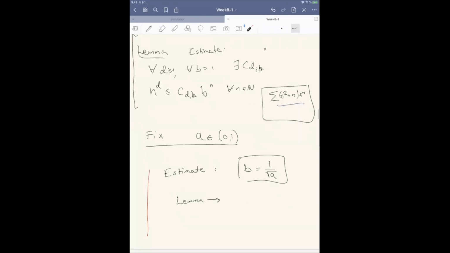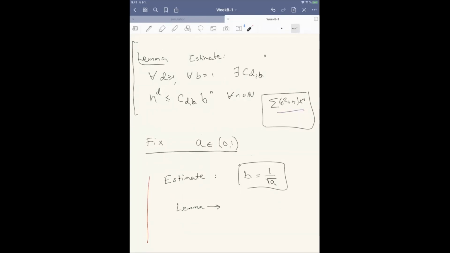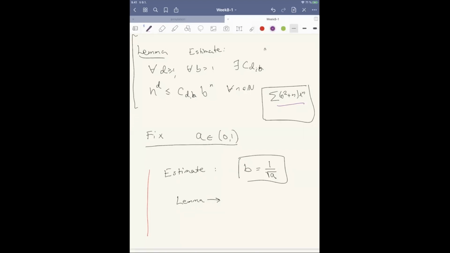So how do we use this in estimates? This is usually the crucial estimate that we will use a lot of the time. We want to estimate these terms, (n² + n)xⁿ. And so let's fix an a and fix an x inside the interval minus a to a.